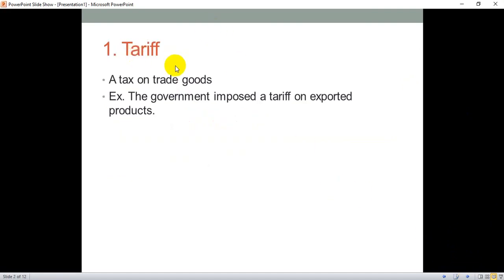A tariff is a tax on trade goods. For example, the government imposed a tariff on exported products. So they put a tax on products that were exported or came from other countries, okay? So a tariff is a tax on goods or products that you can buy.